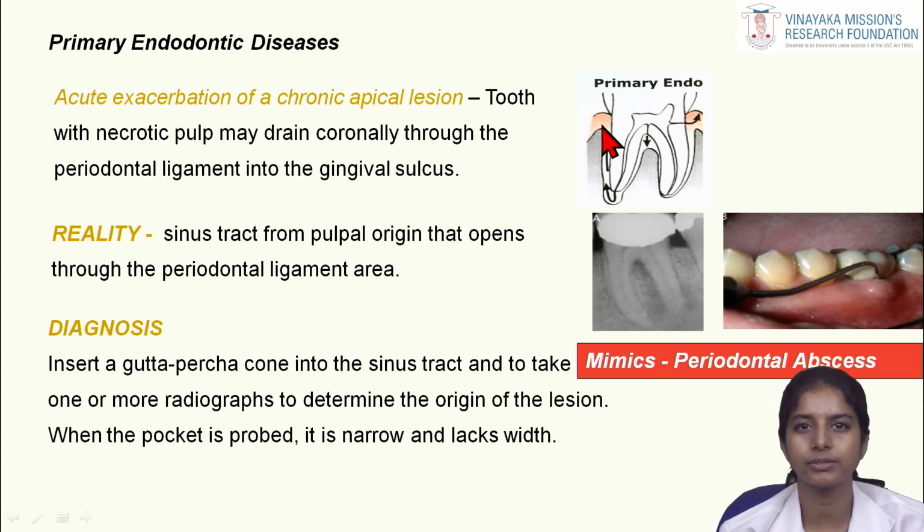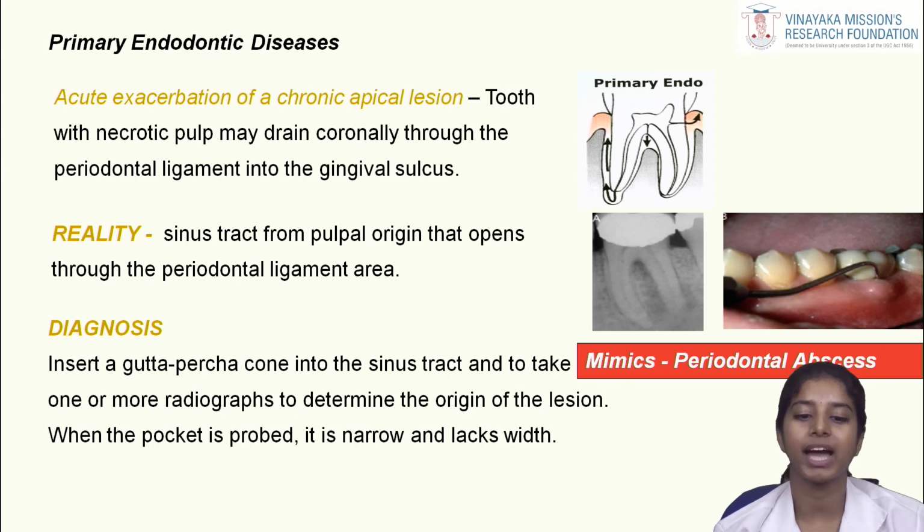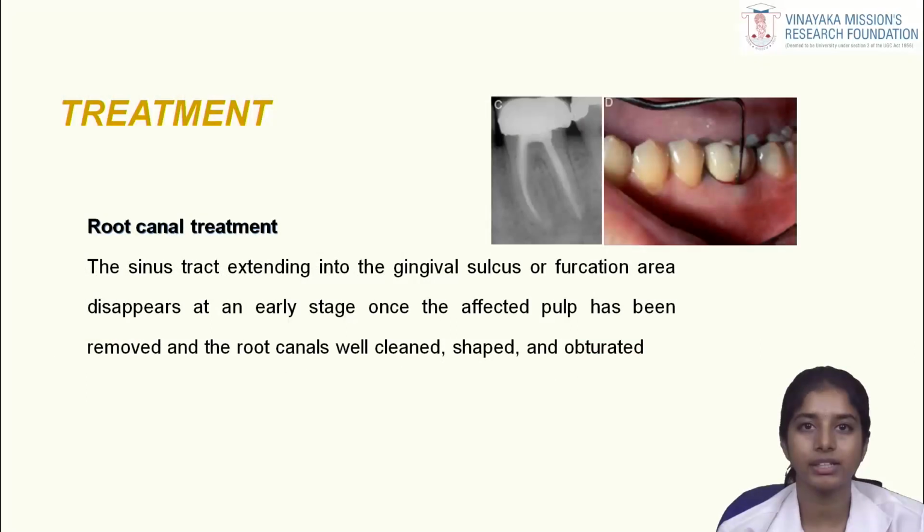So for diagnosis, we have to insert a gutta-percha cone into the sinus tract and take 1 or more radiographs to determine the origin of the lesion. And when the pocket is probed, it is narrow and lacks width. Then coming to the treatment part, root canal treatment is advised. The sinus tract extending into the gingival sulcus or furcation area disappears at an early stage once the affected pulp has been removed and the root canals are well cleaned, shaped and obturated. We can appreciate the sign in the post-operative radiograph itself.